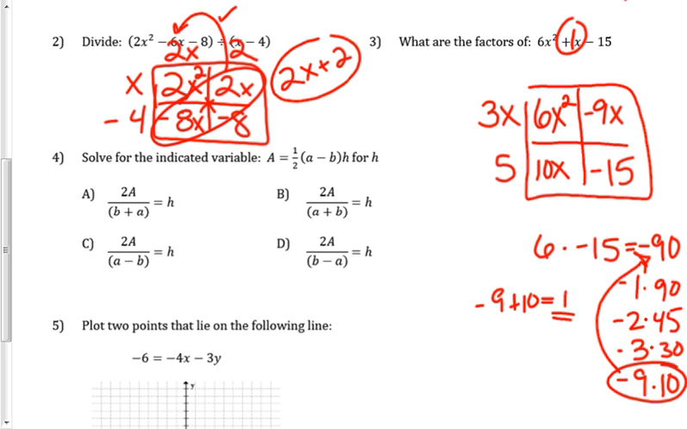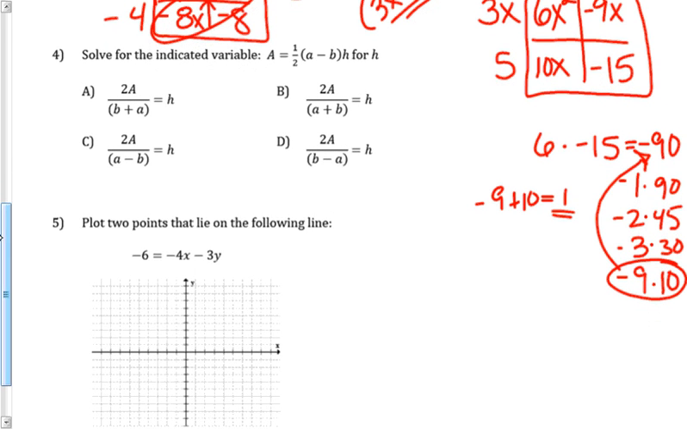6x squared and 10x are both divisible by 2, and they share an x. Negative 9x and negative 15 are both divisible by negative 3. So my factored form should be 3x plus 5 times 2x minus 3. We want to go back and double check just to make sure we didn't make a simple mistake. 2x times 3x gives us 6x squared. 2x times 5 gives us 10x. Negative 3 times 3x gives us negative 9x. And negative 3 times 5 gives us negative 15. So we want to go back in and multiply just to double check and make sure that all the numbers come out correctly and the signs are in the correct place.